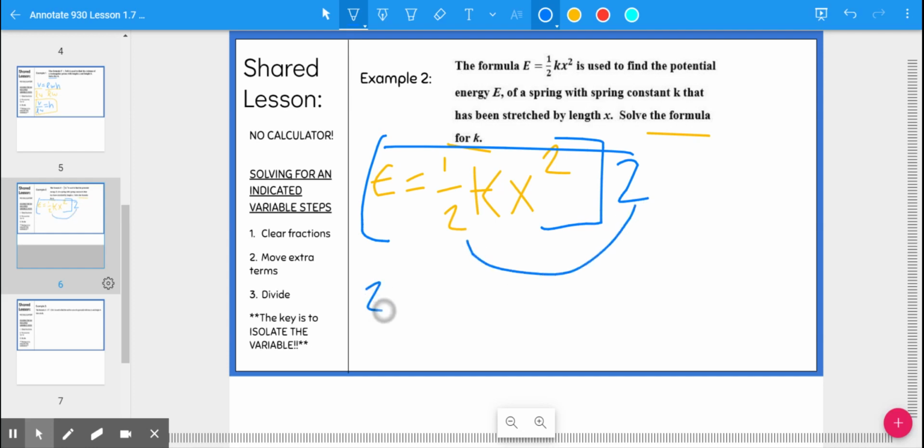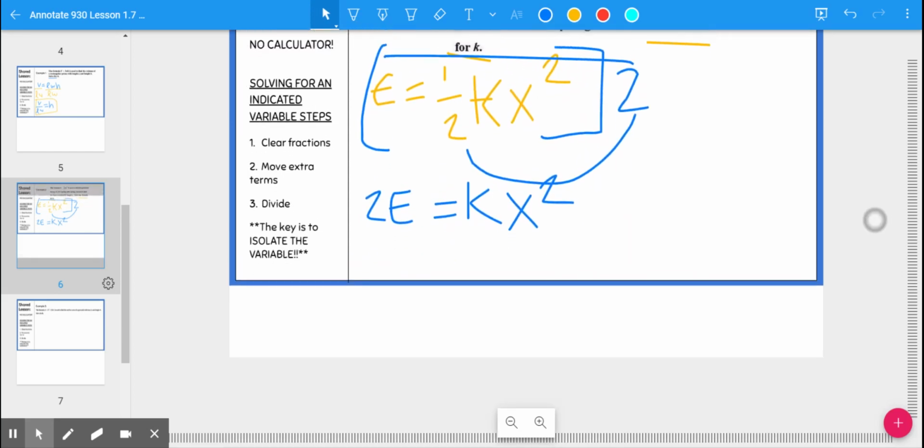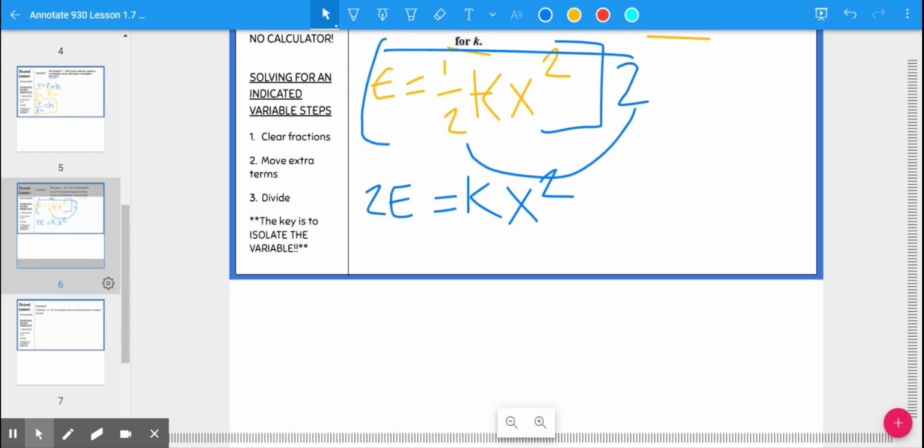So I'm left with 2E is equal to 1/2 times 2 cancels out. And I'm left with K x squared. Alrighty. Now, again, I am solving for K. So I have 2E is equal to K times x squared.